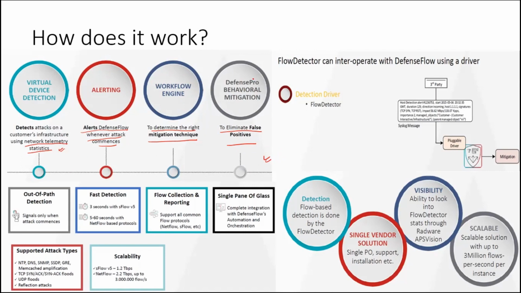So what we have learned right now is the flow detector, and the flow detector is integrated with DefenseFlow, which means we have learned till here. Then there are many other features also. It has out-of-path detection, fast detection, flow collection and reporting, a single pane of glass, good scalability, and it supports many protocols. See, it supports many protocols: NTP, DNS, SNMP, GRE, TCP SYN ACK flood, UDP. So it supports many of the attack types. Okay, so this is about the flow detector.